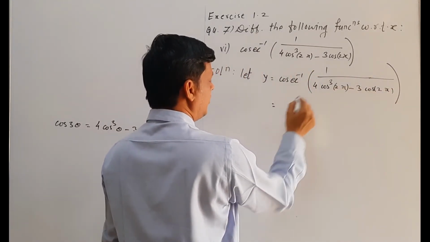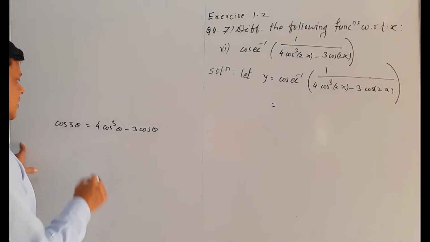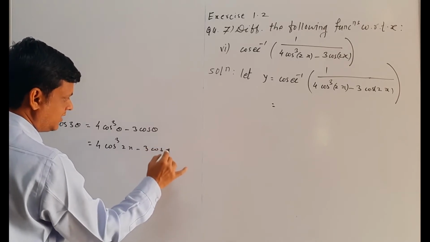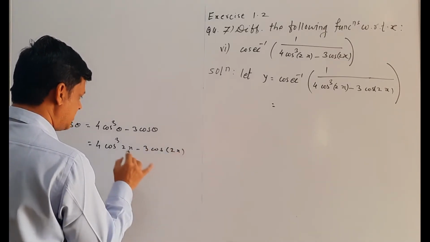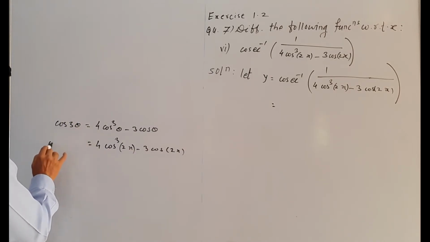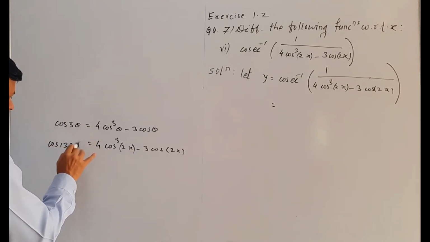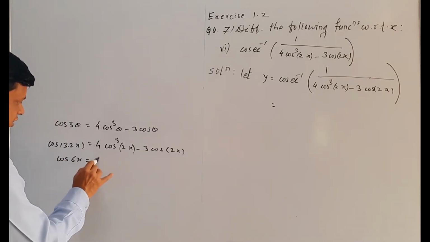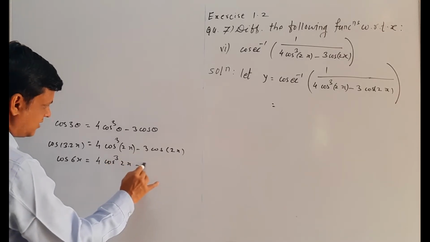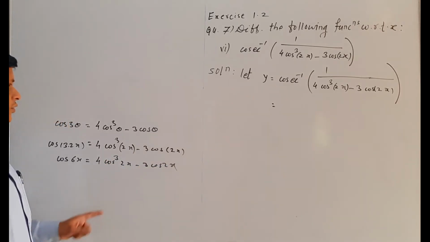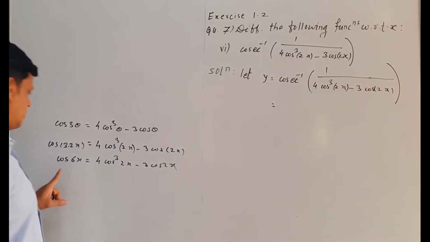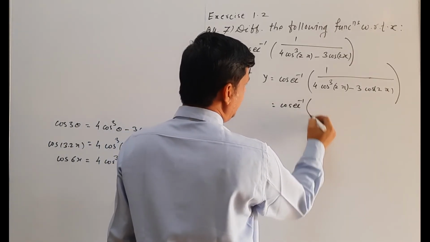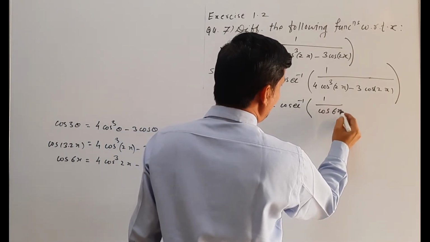So in the denominator we apply the triple angle formula. So in place of theta we have 2x. So replace this theta by 2x in each term. So we get here 3 into 2x, that is cos 6x is equal to 4 cos cube 2x minus 3 cos 2x. So we write this denominator as cos 6x. So write here cosec inverse of 1 upon cos 6x.